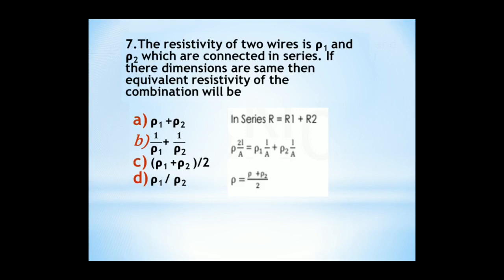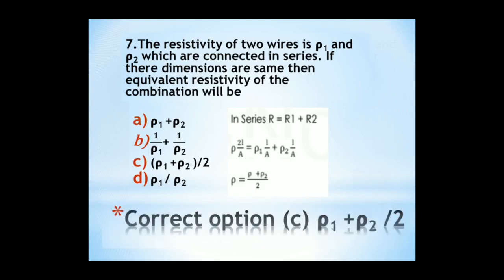R is equals to rho 1 into L by A plus rho 2 into L by A, as R2 is equals to rho 2 into L by A. By solving them for resistivity, we will have rho is equals to rho 1 plus rho 2 whole divided by 2. As L and A are common, so they are cancelled. So correct option is rho 1 plus rho 2 whole divided by 2. Correct option is C.